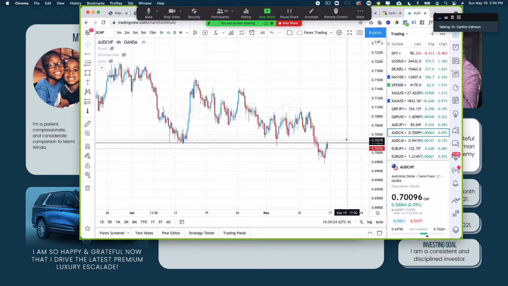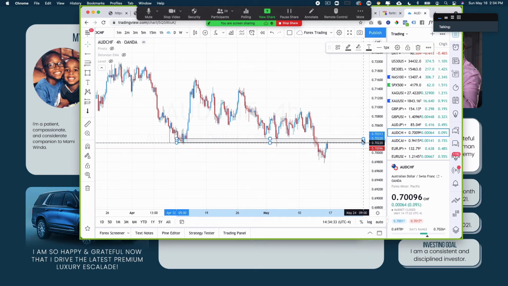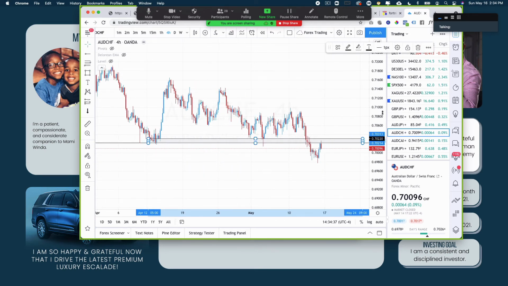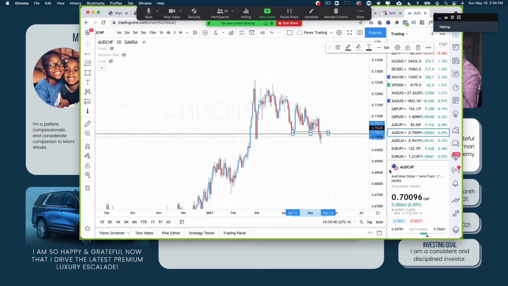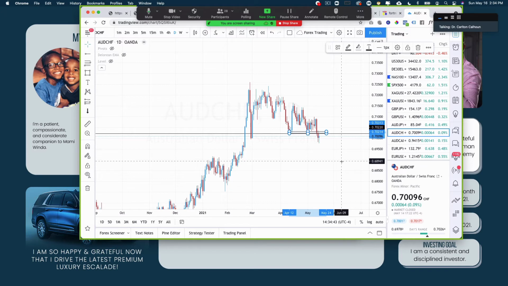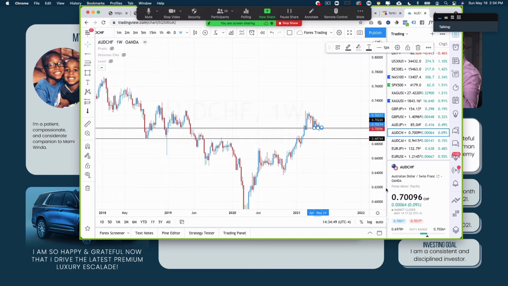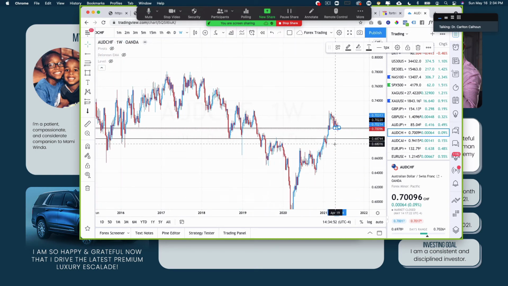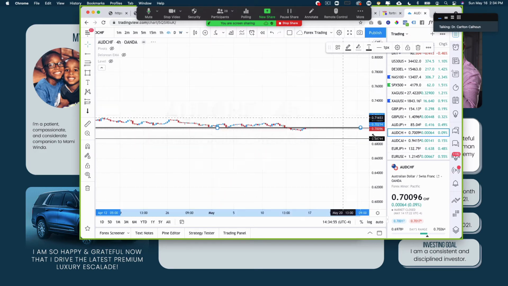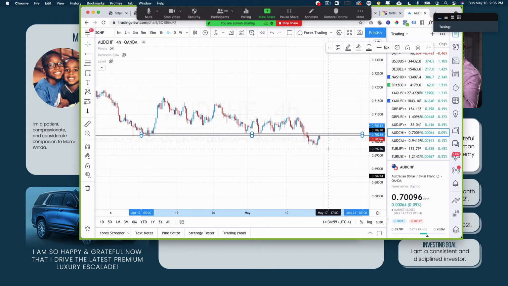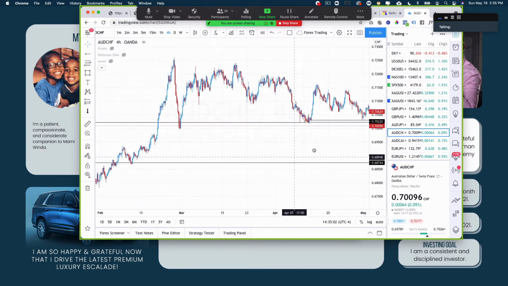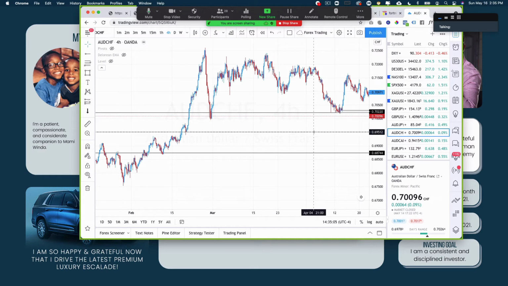This is a buy zone. Actually, all of this right here. I think this is going to continue to drop though. Look at that. I think it's going to continue to drop. Target. Target.